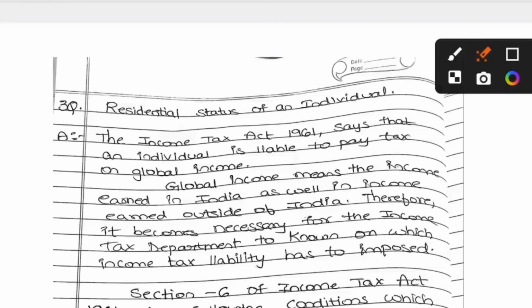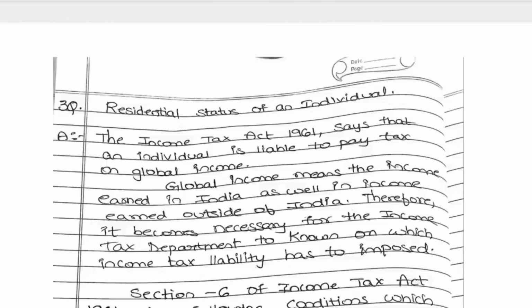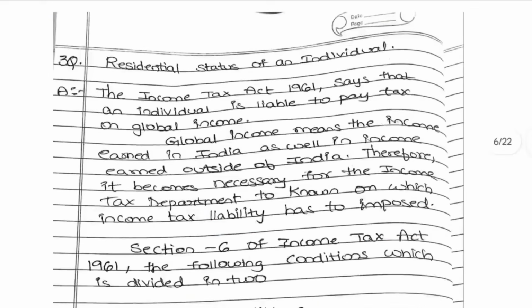So global income is nothing but the income earned in India as well as income earned outside of India. Therefore, it becomes necessary for the income tax department to know on which income tax liability has to be imposed. For example, if a person is earning from India as well as abroad countries, the person should be liable to pay tax to the government. That is the only introduction part we are learning here.